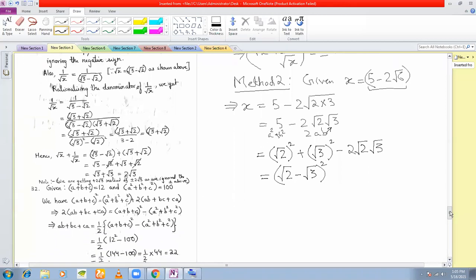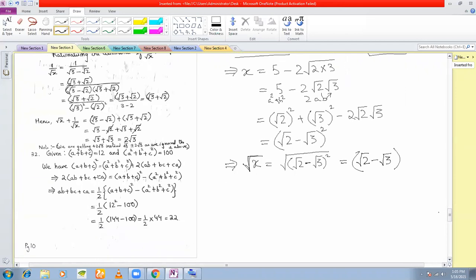Okay. Now once I have found out x as a whole square, that means what should be the square root of x? Square root of x must be equal to square root of root 2 plus root 3 whole square. Sorry, minus, not plus. Which must be equal to root 2 minus root 3 only. You can take a plus or minus sign, but here since we are taking a positive square root, no point taking the plus or minus sign, we take only the positive sign.